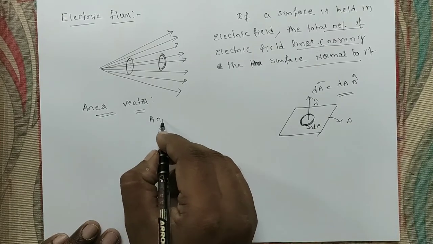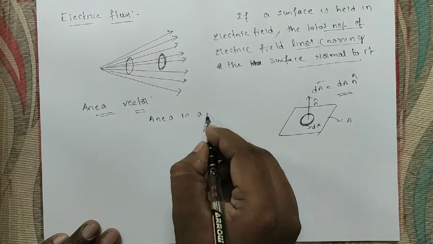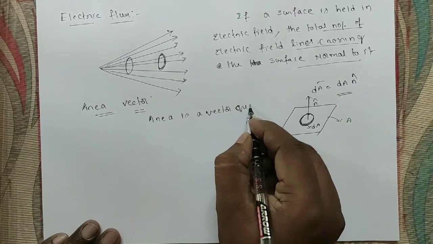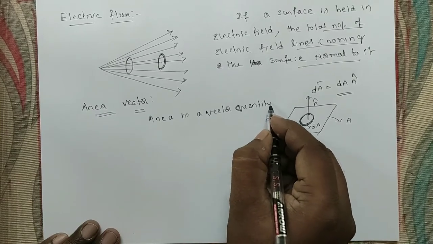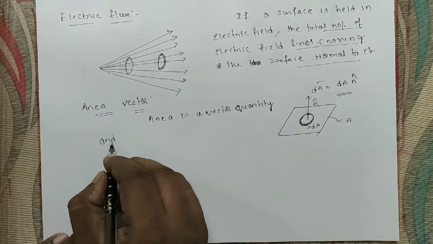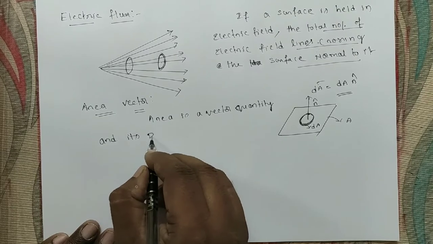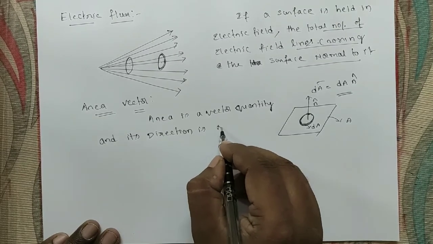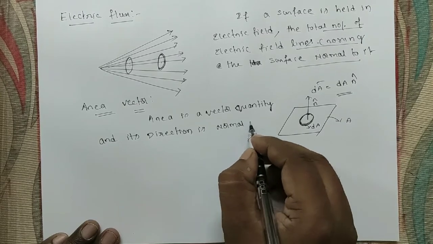So area is a vector quantity and its direction is normal to its surface.